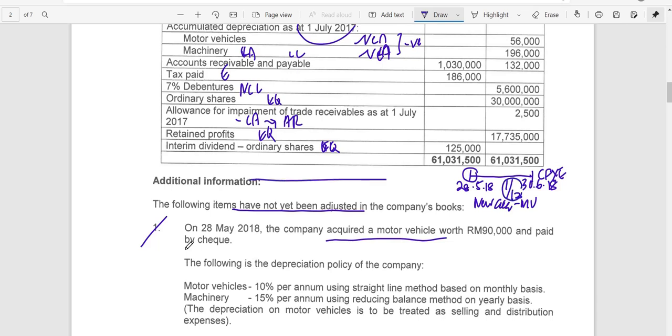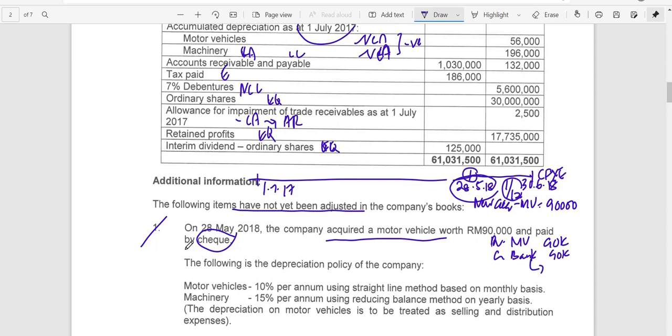If you look at the company's years, the beginning of the year starts on 1st of July 17, right? So you have the motor vehicle purchase. You are informed the initial cost was 90,000. That was paid by check. So this will involve on the date 28th of May, debit motor vehicle, credit bank. It's 90,000.